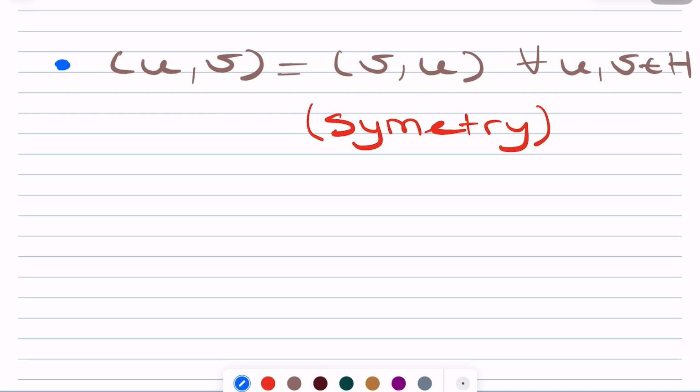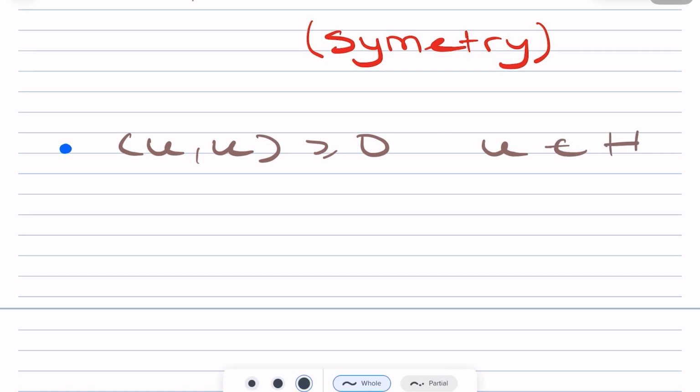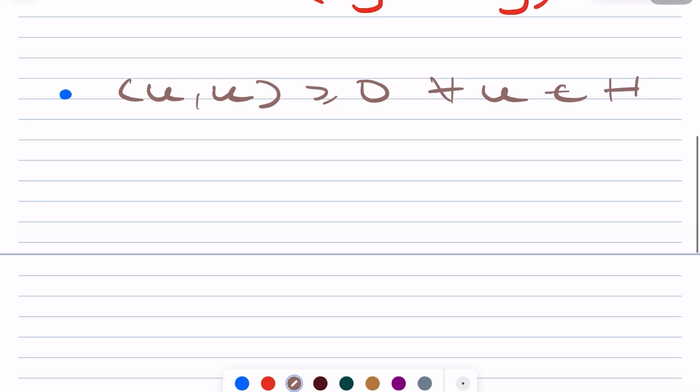Second, the bilinear form should also be positive. The scalar product of u and u should be greater than or equal to 0 for every u in H. So this is positive.